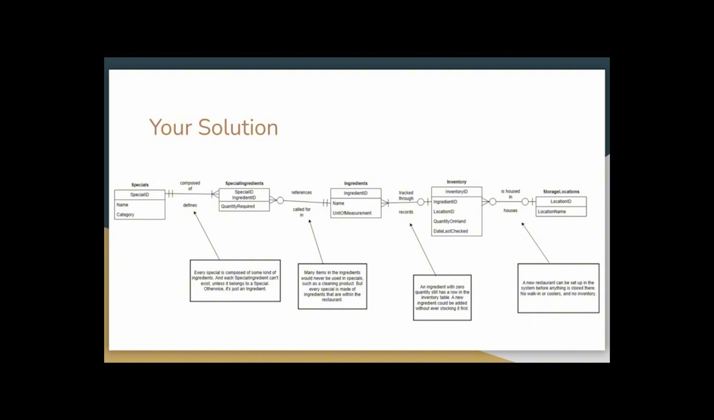When you run the main query, it walks from inventory through ingredients, through special ingredients, and compares what you have against what each recipe requires. It returns only the specials you can actually make and how many servings of each. I'll hand it over now to my partner, Hunter, to walk through the database itself and show that query running live.